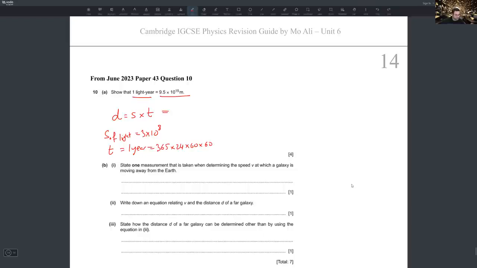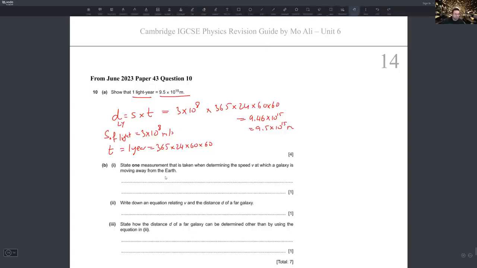So the distance, the light year, is equal to 3 times 10 power 8 meters per second times 365 times 24 times 60 times 60. That gives 9.46 times 10 to the power of 15 meters.